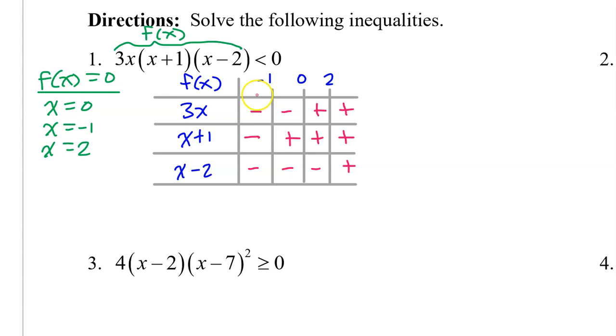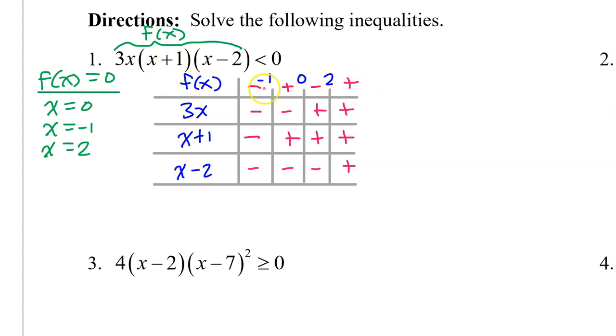But what about the overall sign of f of x? We can just count the negatives. If you see an odd number of negatives, then f of x will be negative in that interval. If you see an even number of negatives, f of x will be positive in that interval. In the third interval, we see only one negative, so f of x is negative, and everything's positive in the last interval, so f of x will be positive.